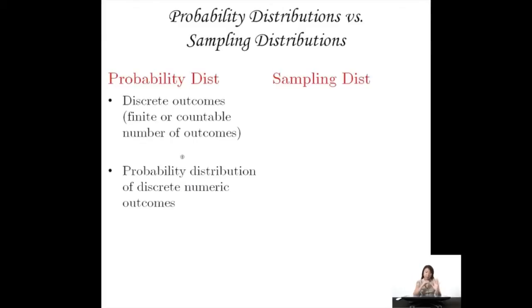Okay, now that we know that, now let's talk about sampling distributions. Sampling distributions are roughly the same idea. You have this sample space, and you want to know how likely each outcome is, the probability of each outcome, and the set of all those probabilities, that's called a sampling distribution. But here's the big difference. Instead of discrete outcomes, now we're talking about continuous outcomes.